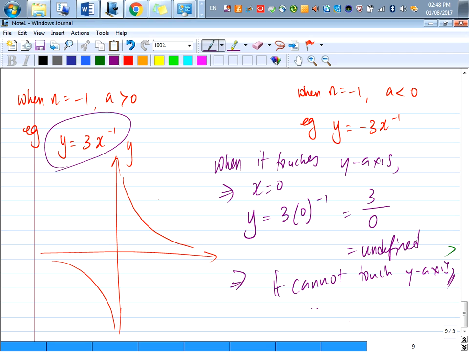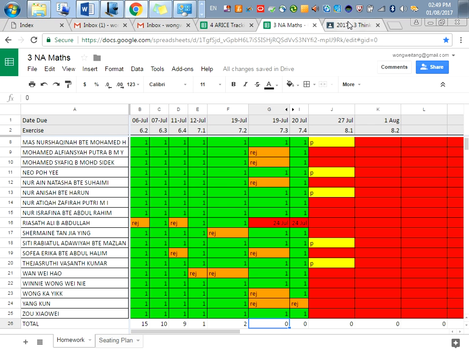Maybe I change this one. If it touches the y-axis, wait. Let's say we don't know whether it touched or not yet. So if it touches the y-axis, x must be 0, right? Okay, let's see what happens when x equals to 0. When x equals to 0, you realize that y is undefined. Okay, let us try it with decimals.